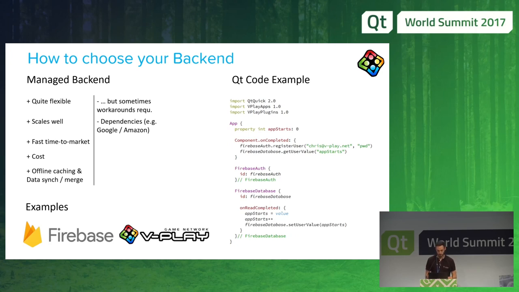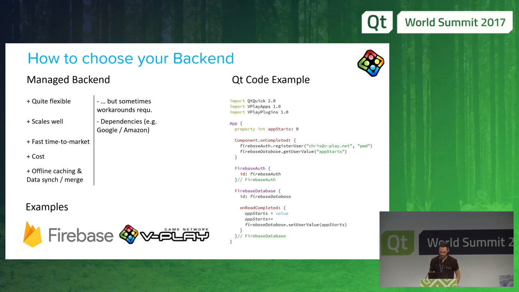The downside, of course, is that you sometimes need to work around the existing backend to comply with its way of doing things, and you add one additional dependency, for example Google or Amazon. As an example, here is how you could do user authorization with email with Google Firebase. You can see this here in the source code with the register user call. That's an email authentication, which also supports password reset and authentication on the Google servers.